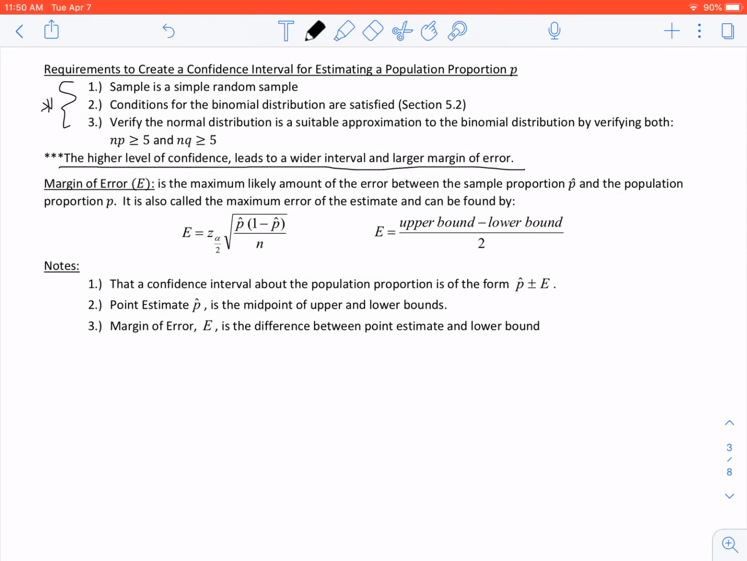Next thing is the margin of error, which we've already talked about, is E, is the maximum likely amount of error between the sample proportion p hat and the population proportion p. It is also called the maximum error of the estimate and can be found. So there's a couple formulas there we should know, so give those both a star. There's a few notes on here.